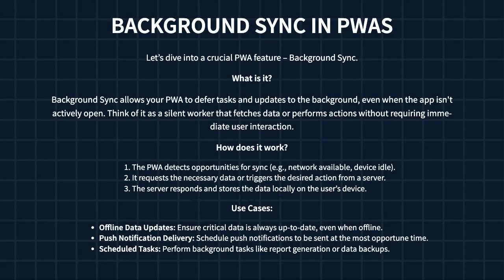Okay, let's talk about a really powerful PWA capability called background sync. Basically, it allows your app to quietly do things in the background, like updating data or sending notifications, without you even noticing. It's like having a little helper that works while you're doing other things. It identifies moments when the network is available and the device isn't actively being used, then fetches the necessary information or performs tasks from the server. This ensures your app stays current and ready to go, even if you're not constantly opening it up.